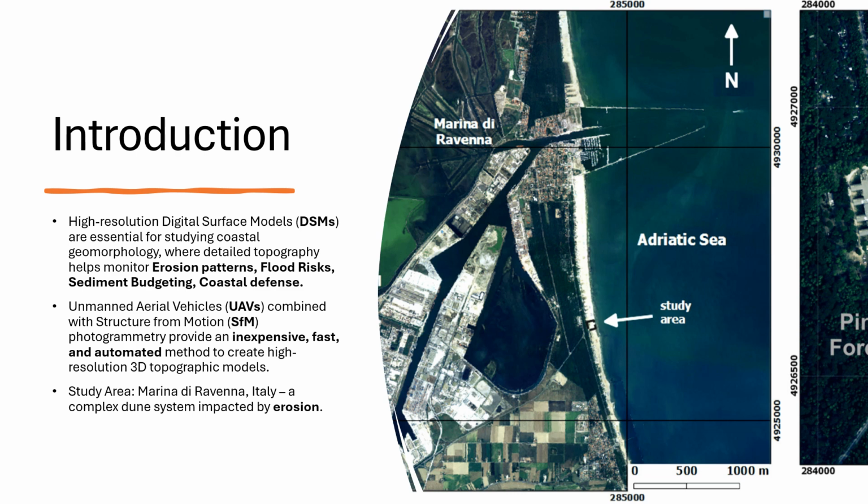The study area. Traditional methods for capturing topography, like terrestrial laser scanner and GNSS survey, provide high accuracy but come with limitations. They are costly, time consuming, and difficult to deploy over large areas. So in this study, researchers tested a UAV-based approach using SFM, structure from motion, to see if it could provide a reliable, cost-effective alternative. And the study area was in Italy.